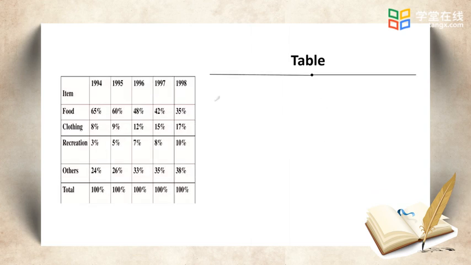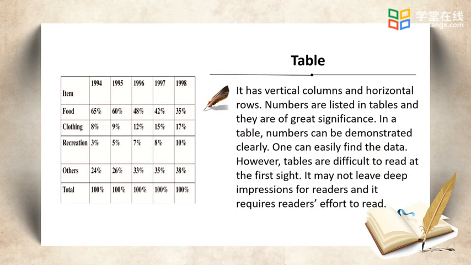A table is common in reports. It has vertical columns and horizontal rows. Numbers are listed in tables, and they are of great significance. In a table, numbers can be demonstrated clearly. One can easily find the data. However, tables are difficult to read at the first sight. It may not leave deep impressions for readers, and it requires readers' effort to read.